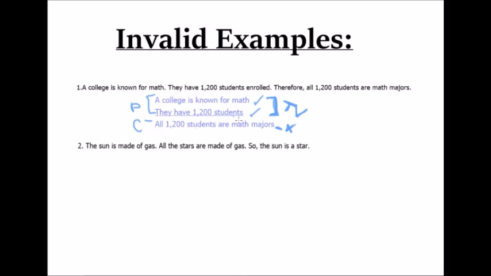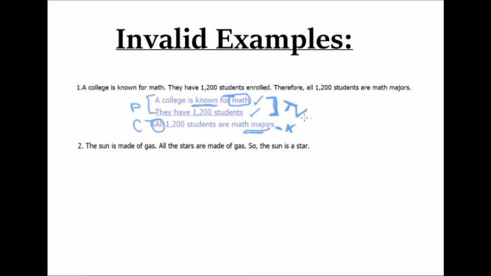So that's great that they have that many students. However, we can't verify that all of them are math majors, because we were never told about them only having it. They just said they are known. They never say they have only math. If they said something along the lines of, a college has only math, they have 120 students or whatever, then all students are math majors, then yes, that would be correct.